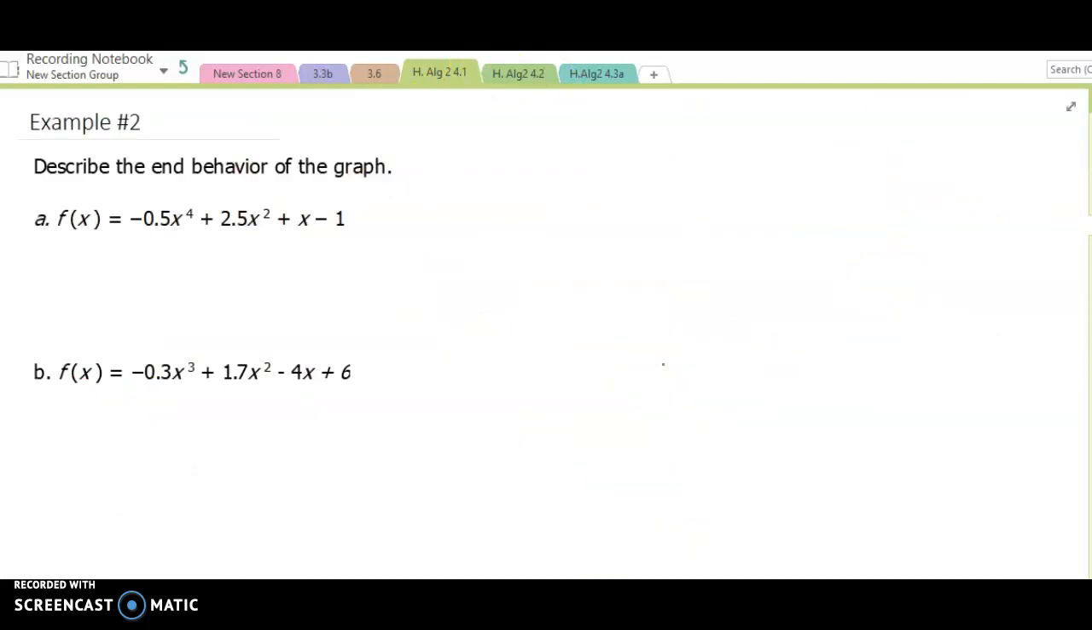All right, so if I look at example 2, it says describe the end behavior of the graph. We're eventually going to be able to graph this whole thing, but right now we're only concerned about the end behavior. That means to the very, very left and to the very, very right, even beyond the graph.